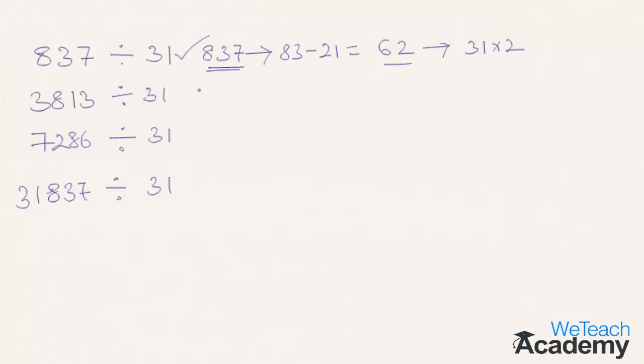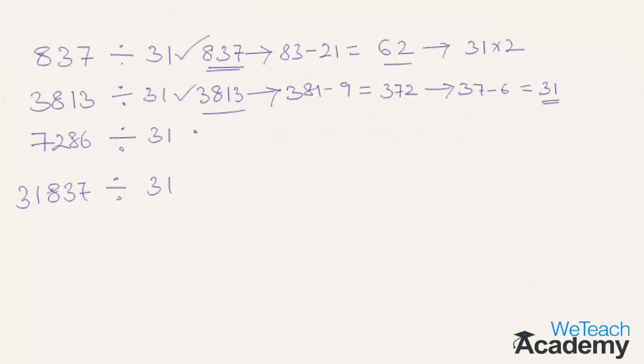Coming to the next number, which is 3813. According to the concept of subtracting 3 times the last digit 3, we get 9 from the remaining number 381, which can be written as 381 minus 9, which is equal to 372. Now repeating the concept again, 3 times 2, which is equal to 6, is subtracted from the remaining number 37, which can be written as 37 minus 6, which is equal to 31. So the given number is also divisible by 31.